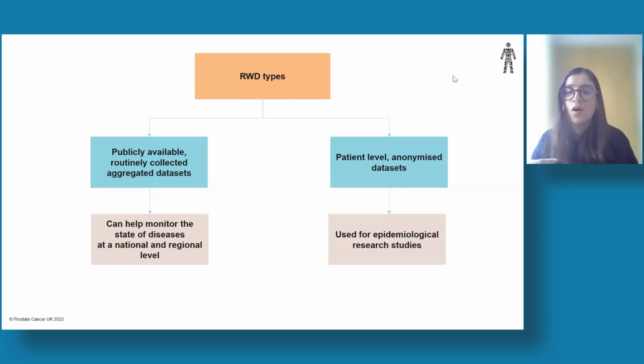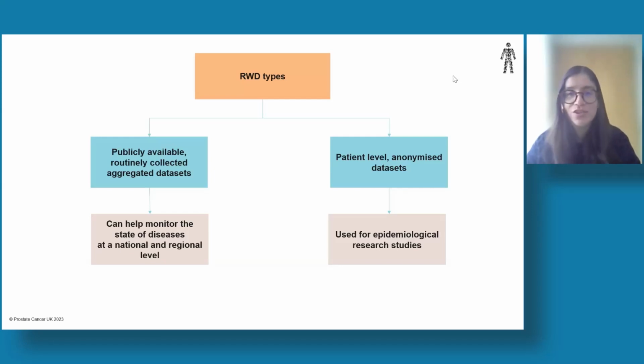Aggregated means that all of the patients with one specific characteristic, so for example, number of men diagnosed, number of men dying when it comes to prostate cancer, are taken together and added up, and the figure that you get is the total number of people experiencing a specific thing or with a specific characteristic. And this is really useful, but it only gives us information at a national level.